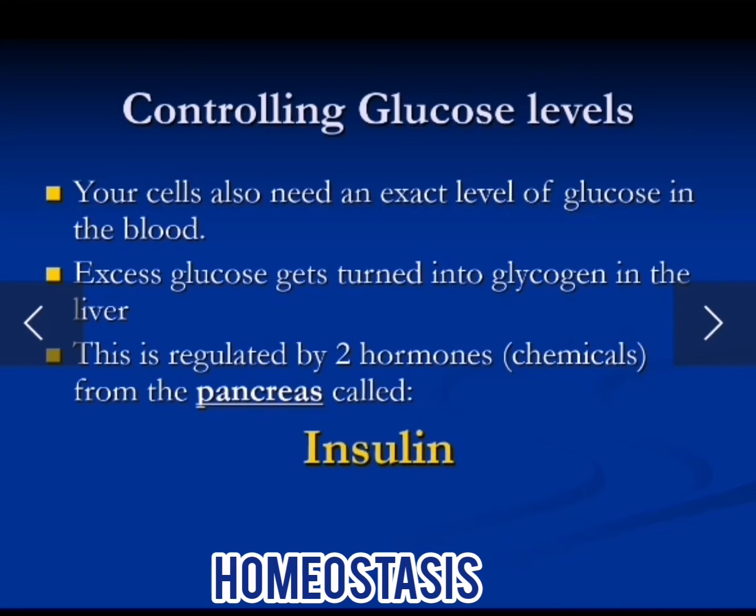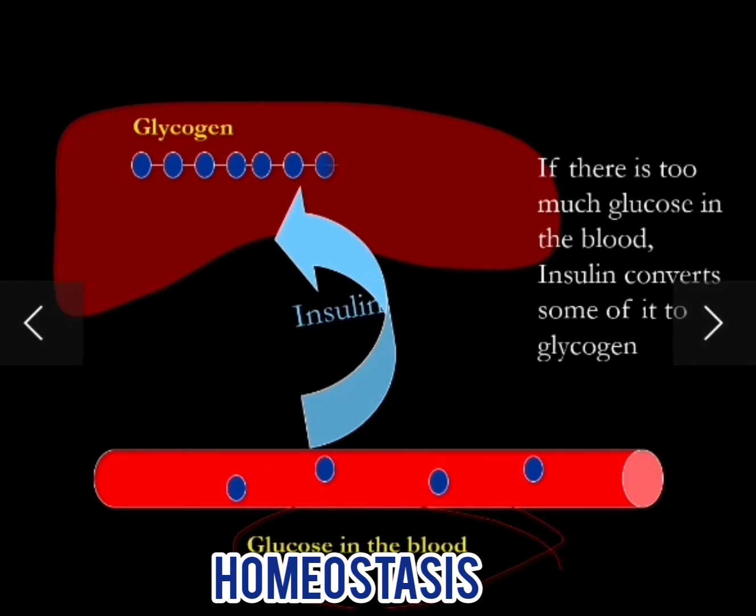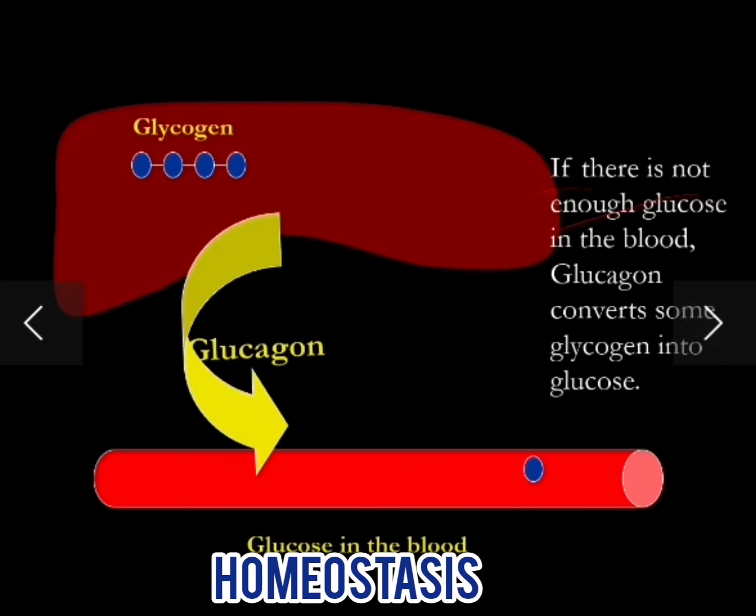The hormone is insulin. Insulin is produced by the pancreas. The pancreas is a gland which produces the hormone called insulin. So when the glucose in the blood is too much, the insulin will convert some of it to glycogen and store it in the liver. If there is not enough glucose in the blood, glucagon converts some glycogen into glucose and returns it to the bloodstream.